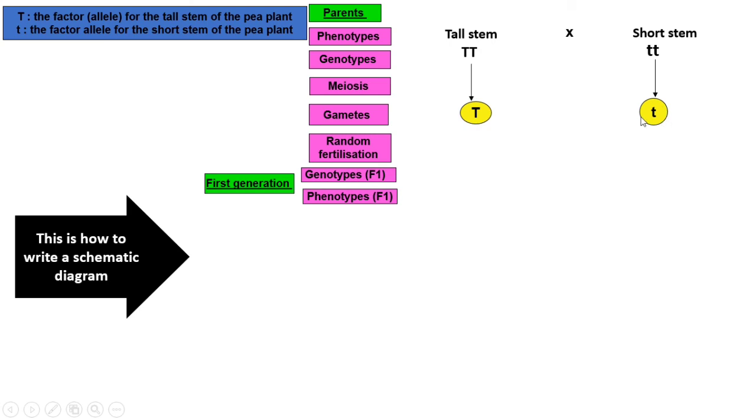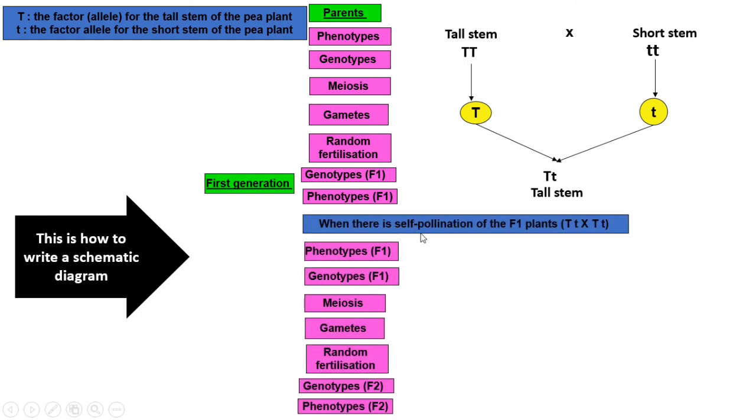So the gametes undergo random fertilization and produce the first filial generation. The genotype of the first generation is capital T and small t, which gives the phenotype tall stem. After that, self pollination between the F1. F1 kacuk dengan F1. Generasi pertama dikacuk sesama sendiri, dipanggil self pollination. So we write down the phenotype tall stem, F1 phenotype, and the genotype of F1, capital T and small t, capital T and small t.